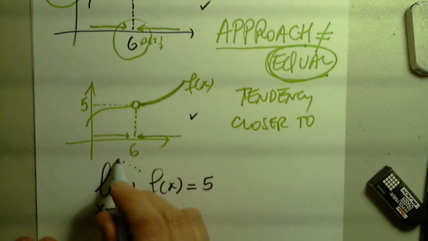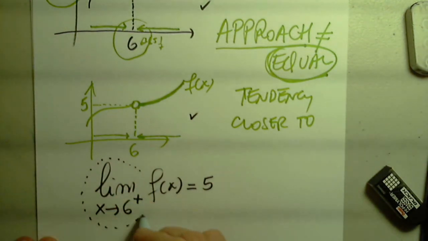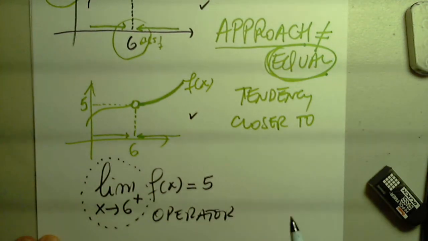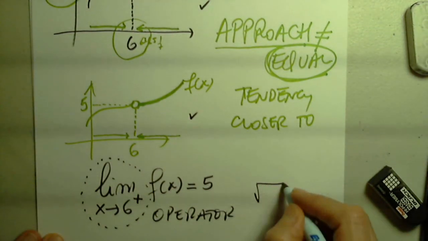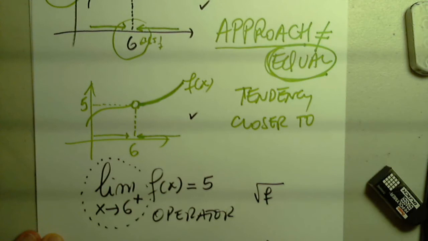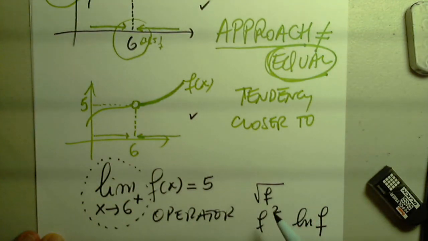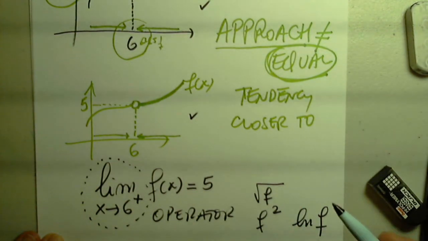I want you to understand that this is an operator, similar to the square root of a function, or the function squared, or natural log of the function. All these do something to the function.